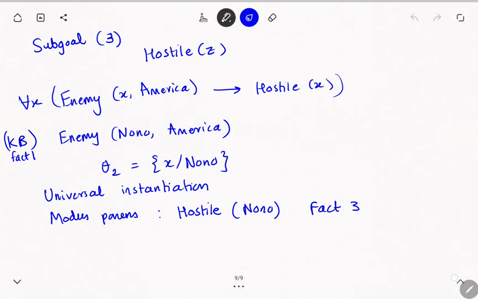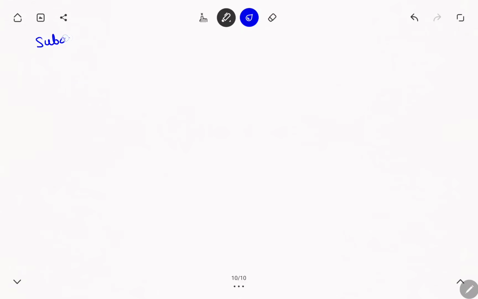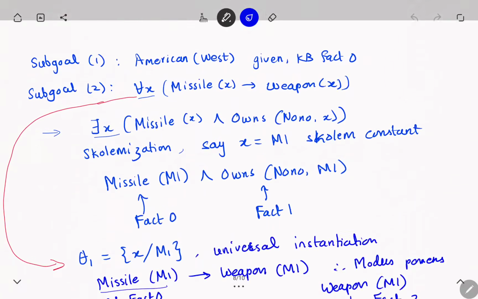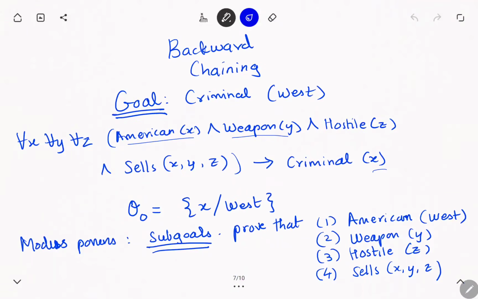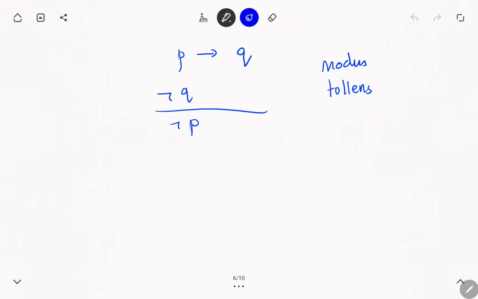Okay, so now the only thing that remains to be proved is sub goal 4, which is sells x comma y comma z. Okay, so now in order to prove this, we'll use the rule that is for all x. Now again, every time I'm saying you have to prove a particular sub goal, what are we doing always? So when we started with the very initial part, backward chaining, our goal is criminal West, which is given in the question, prove that West is a criminal. We search for the rules which contain criminal x as the right hand side. Then for these sub goals we are also searching for rules.